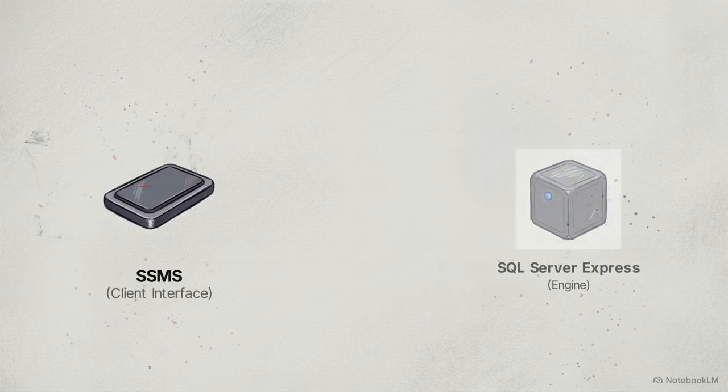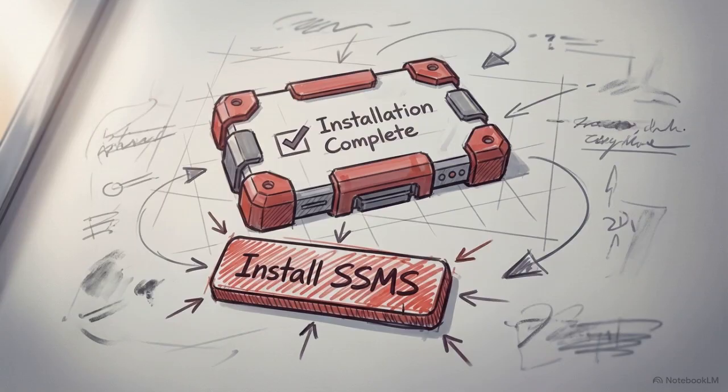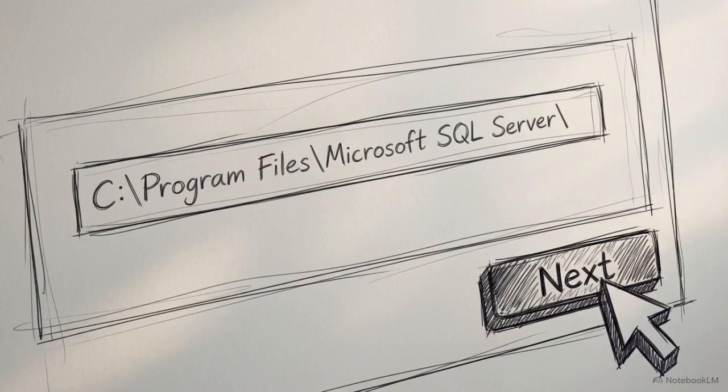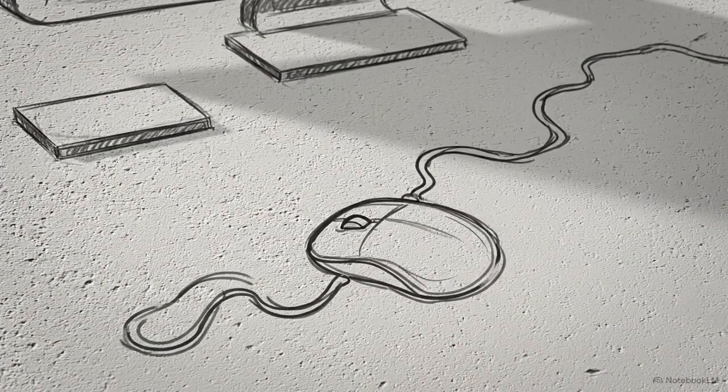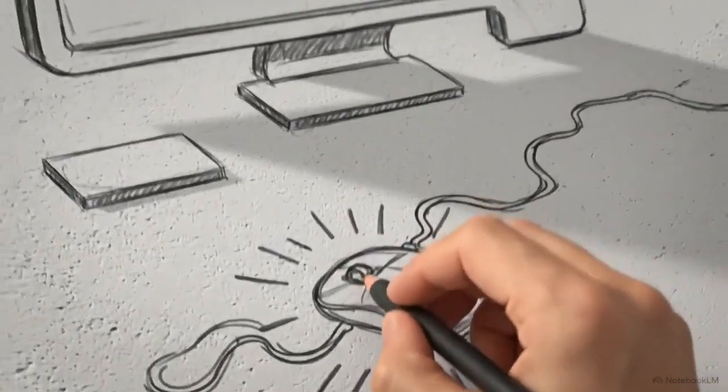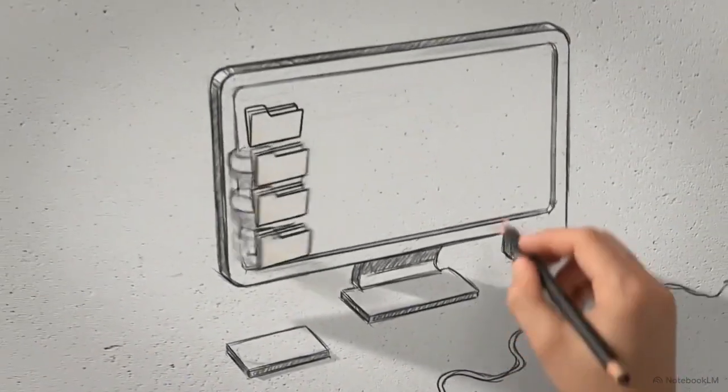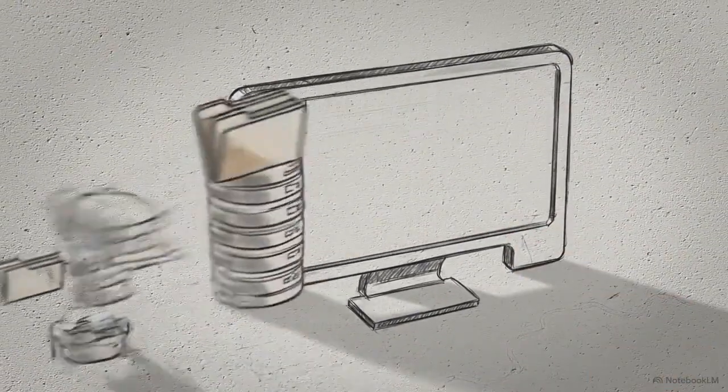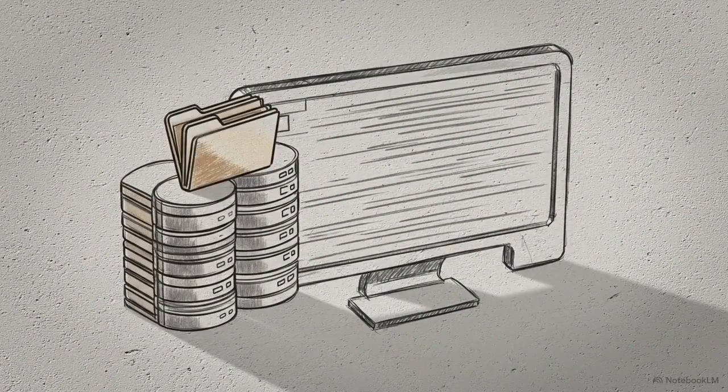To interact with it, we need our remote control, SQL Server Management Studio, or SSMS. It provides the graphical workspace to write and execute code. You can find the download link for the SSMS setup file directly on the finalized SQL Server Express installation screen. Run the downloaded installer using the default location in settings. Without the server engine, there's no data to query. Without SSMS, there's no way to send commands. Having both installed completes the local architecture.